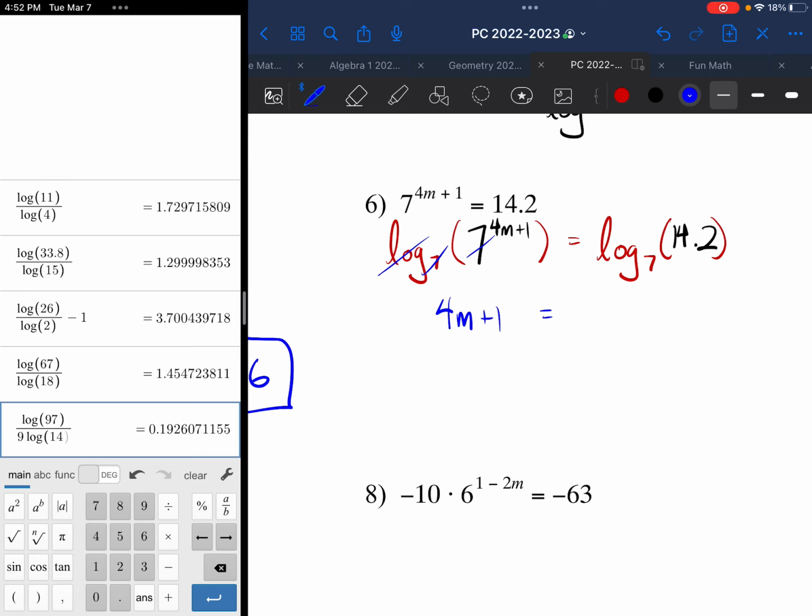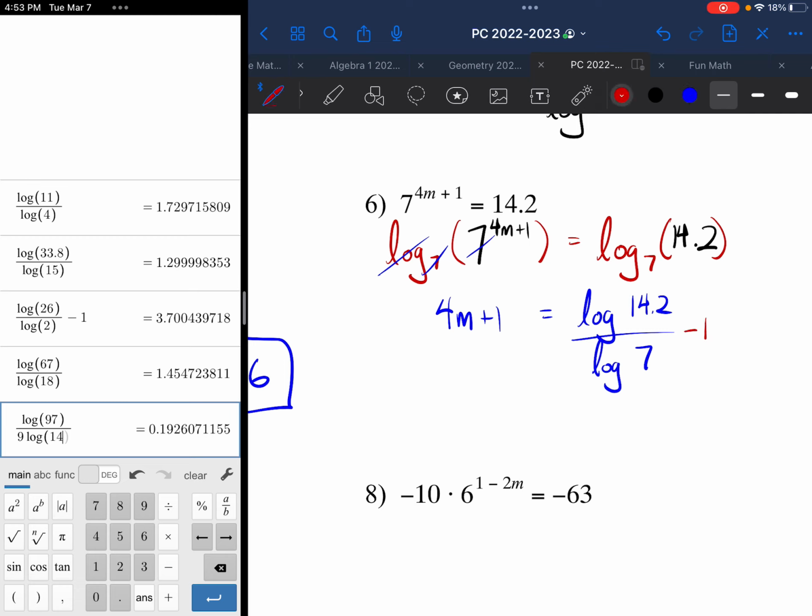On the left, change of base formula on the right, and this is going to be log of 14.2 in the numerator and log of 7 in the denominator. Now we have 2 additional steps. I'm first going to need to get rid of this plus 1, so I'm going to subtract 1, and then after that, I will divide by 4.